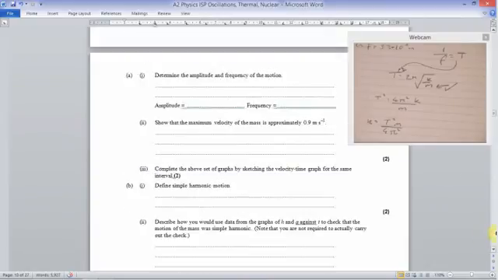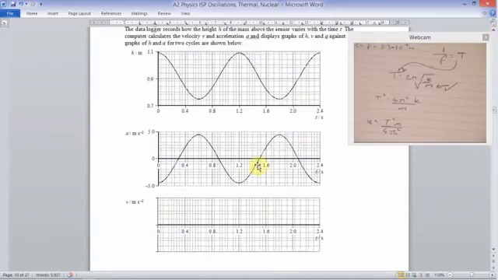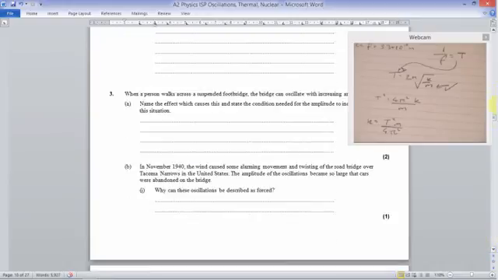Next. Show the maximum velocity of the mass is 0.9 meters per second. Maximum velocity. Well, we haven't got the velocity time graph. So the way you find that is by finding the gradient of this graph at its steepest. So that's over here. You take the gradient of that, it should equal 0.9. Next question.